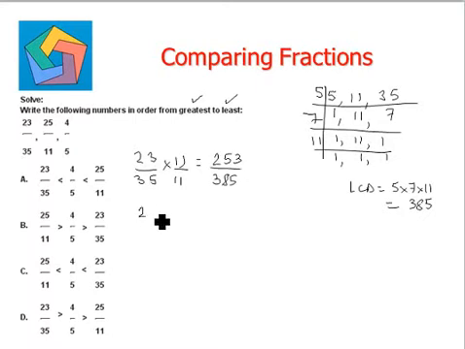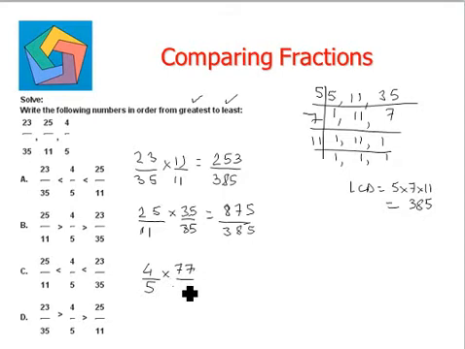Then the next is 25/11. This needs to be multiplied by 35. 25 times 35 is 875 divided by 385. This is our second equivalent. Then the third is 4/5. Here the factor is 77, which is to be multiplied. This is equal to 308 divided by 385. Now these are the three equivalents where we have the same denominator, that is 385.